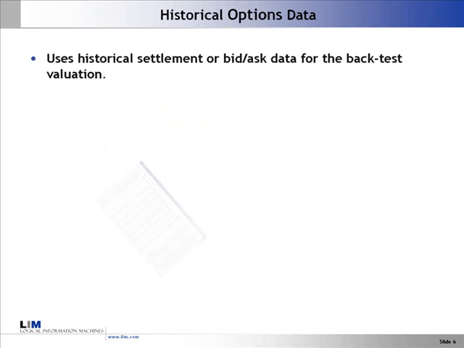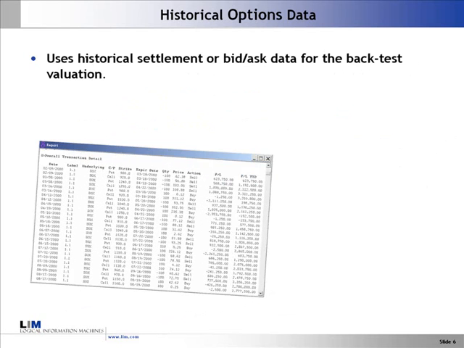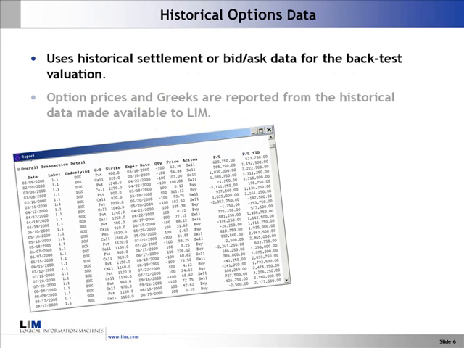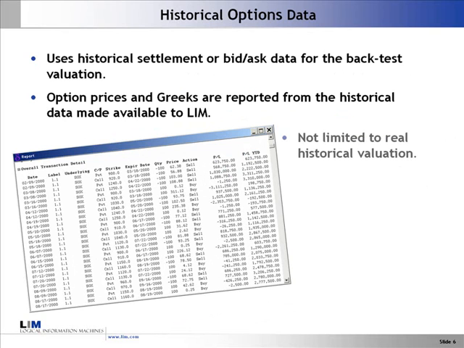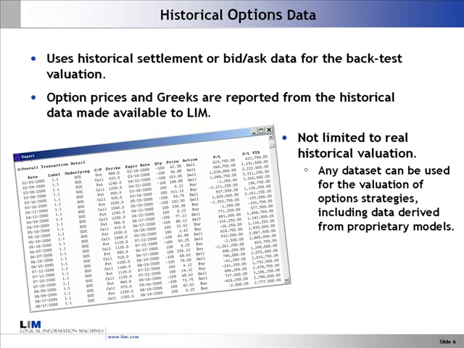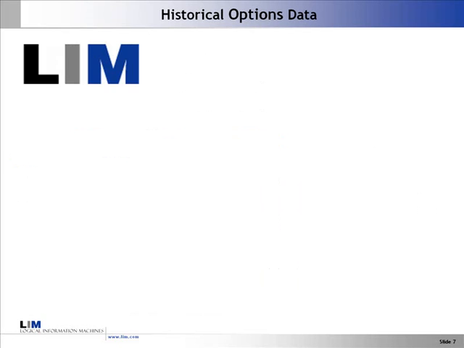The options tester uses historical settlement or bid-ask data for the backtest valuation. The option prices and Greeks are reported from the historical data made available to LIM. The options tester is not limited to historical valuation. Any dataset can be used for the valuation of option strategies, including data derived from proprietary models. LIM also offers an optional custom dataset called Options Relative.